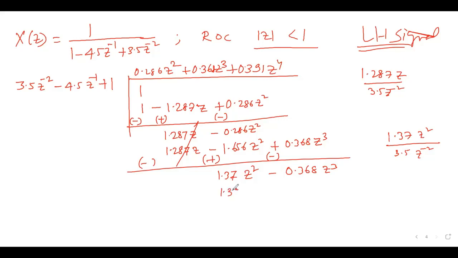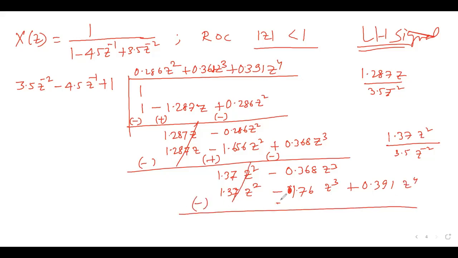So 1.37 Z square. 0.39 multiplied by 4.5 is 1.7597, that is 1.76 Z cube, plus 0.391 Z to the power 4. That gets cancelled. Minus: 1.76 minus 0.368 is 1.392 Z cube, and 0.391 Z to the power 4.